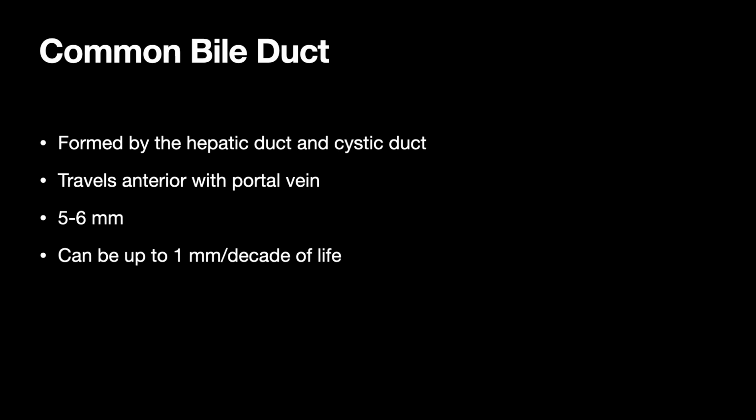So this common bile duct is generally formed by the convergence of the hepatic duct and the cystic duct. And it generally travels anterior to that portal vein. So if you can get on that portal vein and see the portal vein kind of at that main lobar fissure area, your CBD is not far away. And now it's just little probe manipulations to find it, right? It generally tends to be about 5 to 6 millimeters at max diameter, right?